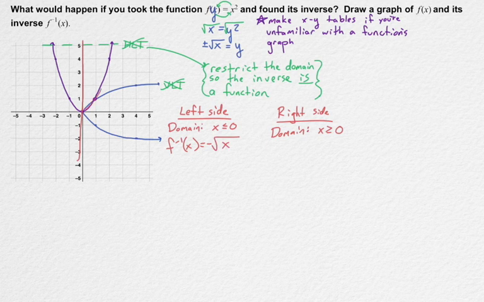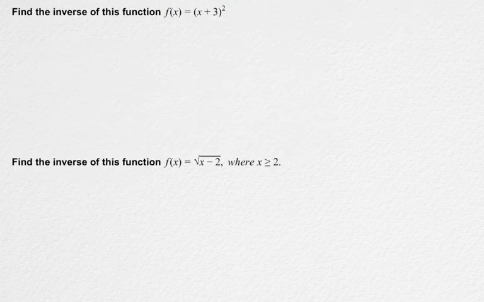So if I just cut the right side of the parabola, that would be like keeping the top side of the square root graph. So that would be f inverse of x equals the positive square root of x. So depending on how I restrict the domain, the inverse will change. Let's try that with another example.